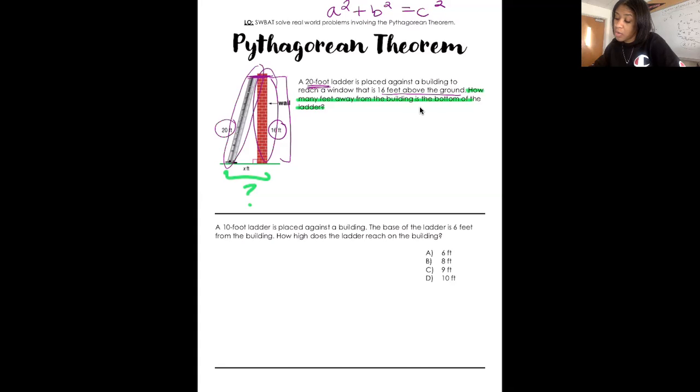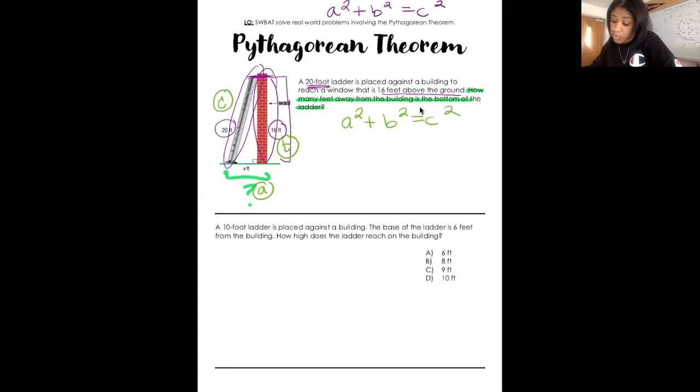Okay, so let me get a different color here. Well, we always start with C first. C is the longest side, C is the slanted side. So my C is going to be 20. My shortest side is my A, so my A is going to be down here at the bottom. That's my unknown, and the leftover is B. Step 3, formula. A squared plus B squared equals C squared.